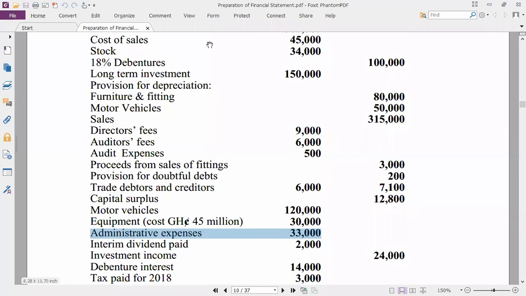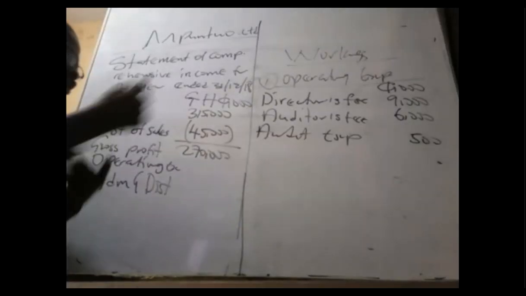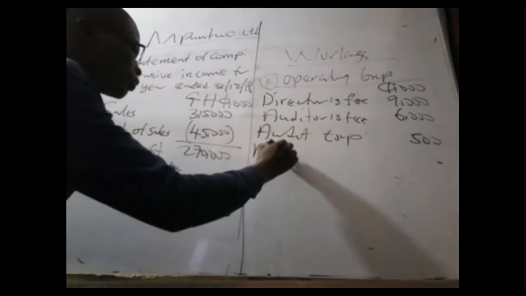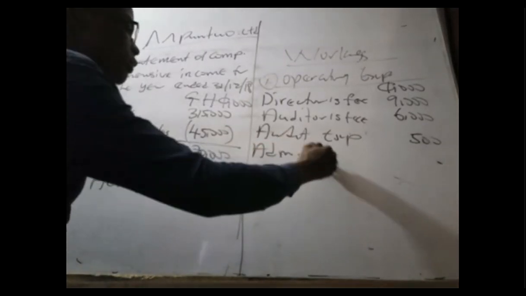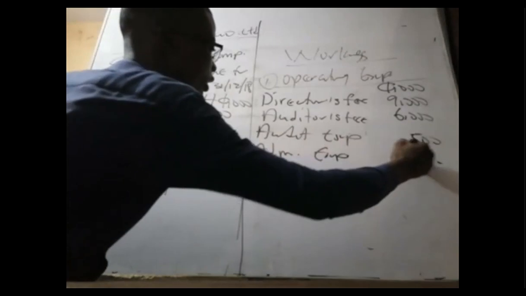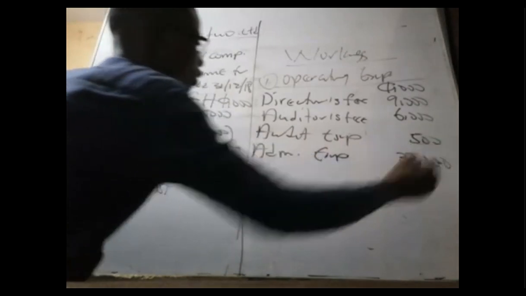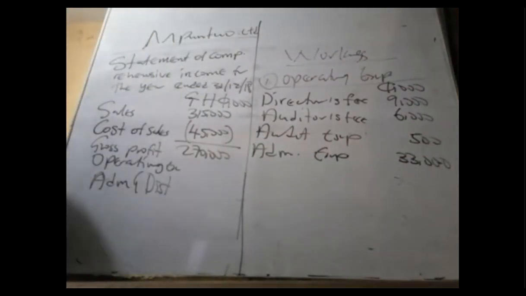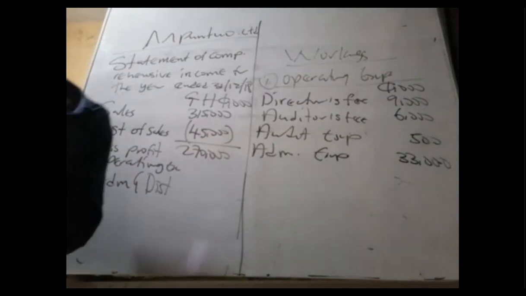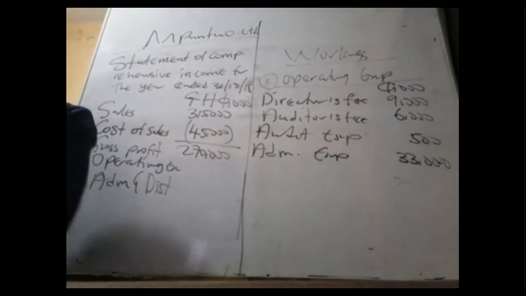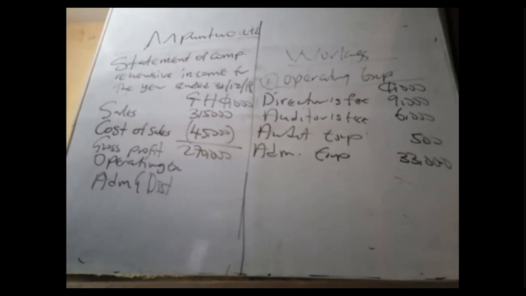Admin, yep, 33,000. So one after the other. Admin expenses 33,000. Obviously, line by line to avoid oversight. I did not see this. It's very, very painful. I did not see this. It's very, very painful. So take note of that.